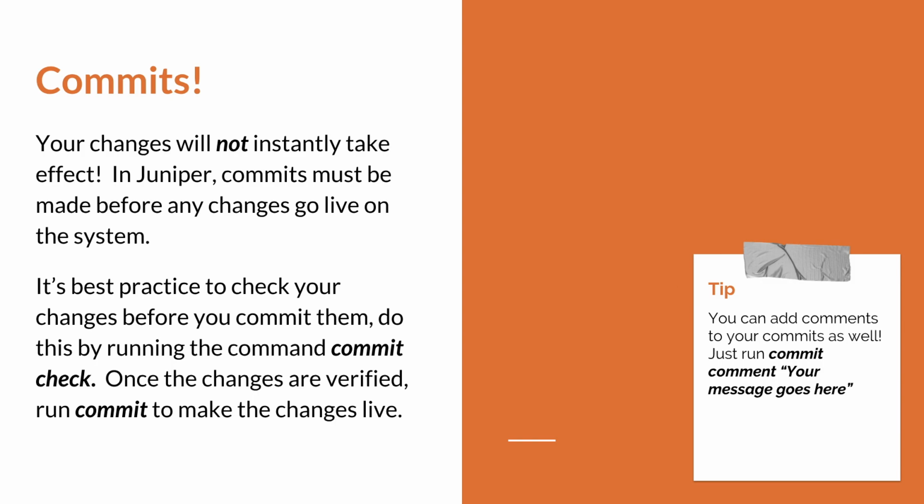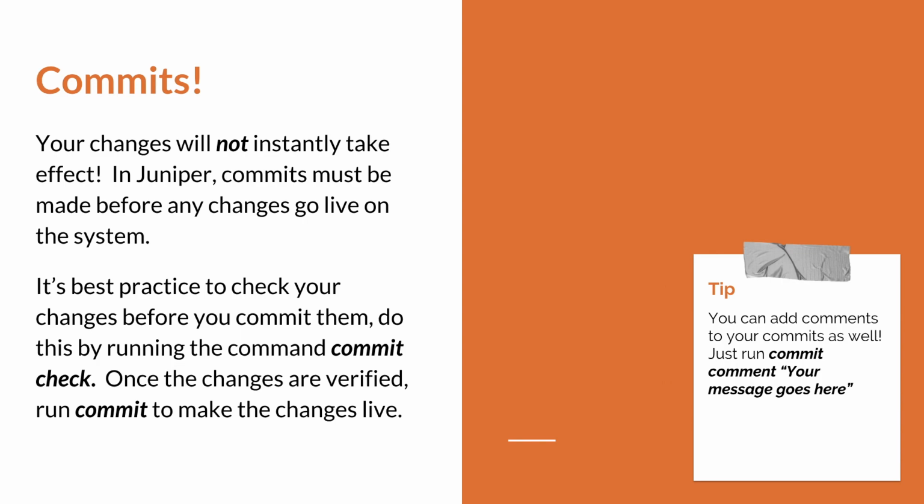So let's say you go in and right at the start of the competition, you change your root password, you turn off SSH on the outside interface, you make all these security changes, but you still get owned. And you might wonder why. It's because whenever you want a change to go live on Juniper, you have to commit the change. Usually, you'll want to check your changes before you commit them.